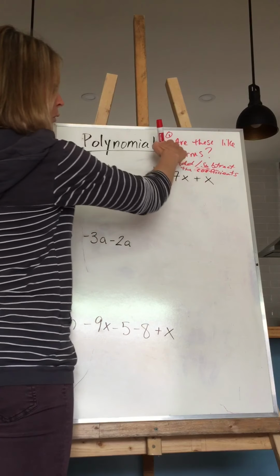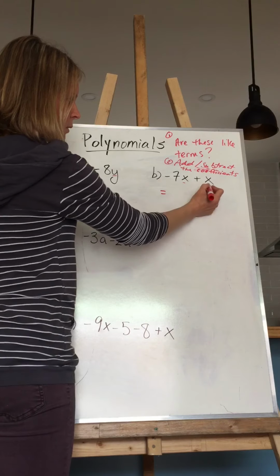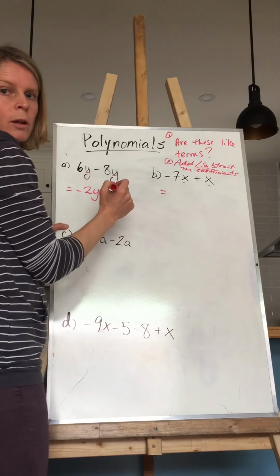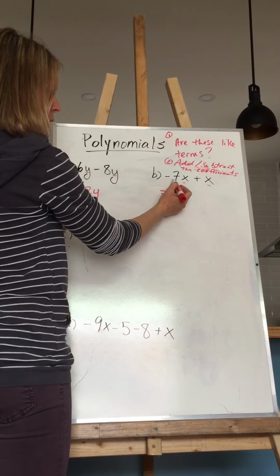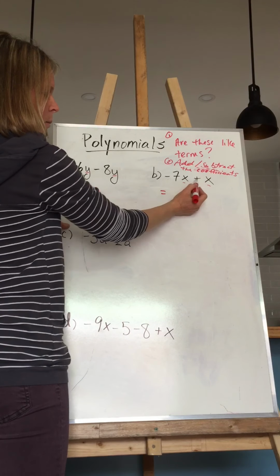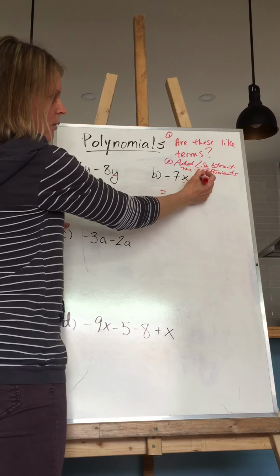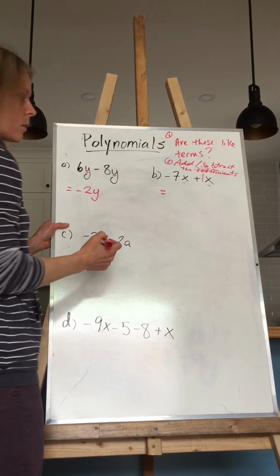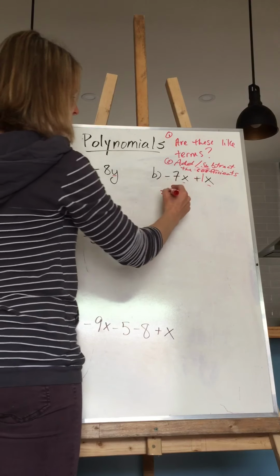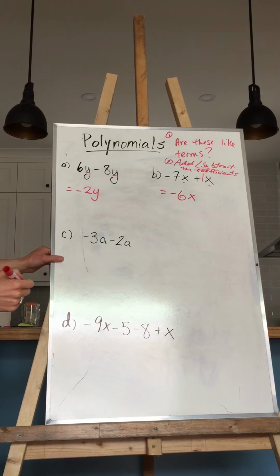Okay, next one. First question, are these like terms? Yes, they are, because they're both x, and they both have an exponent of 1. So yes, we can do it. Second part, add, subtract the coefficients. So negative 7 plus 1. When you have a variable and it doesn't have a number in front of it, it has an imaginary 1 there. Okay? So negative 7 plus 1, that's negative 6x. That's your answer for that one.